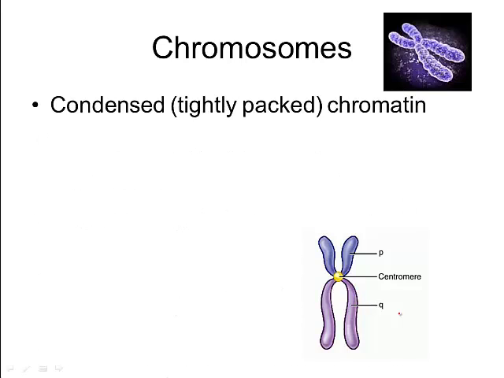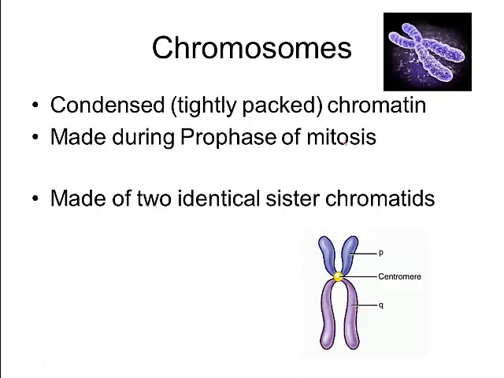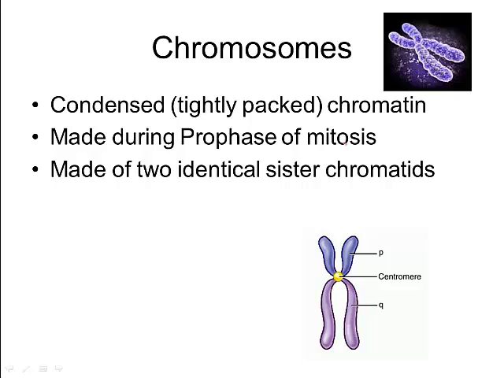So taking a closer look at chromosomes, they are basically condensed chromatin. So you're going to take the chromatin and it's going to wind itself up and really make a nice solid shape that is not all loose like the chromatin. You are able to see your chromosomes during prophase of mitosis, so that's the first stage of mitosis. We'll talk about that in the next podcast. And basically a chromosome is made up of 2 identical sister chromatids.